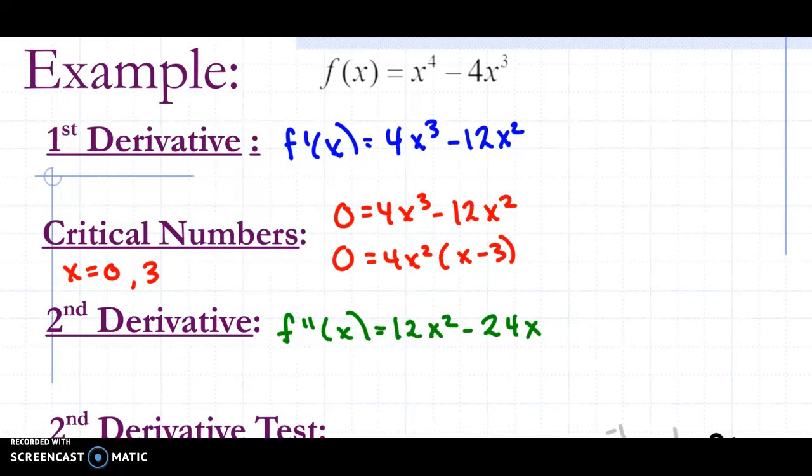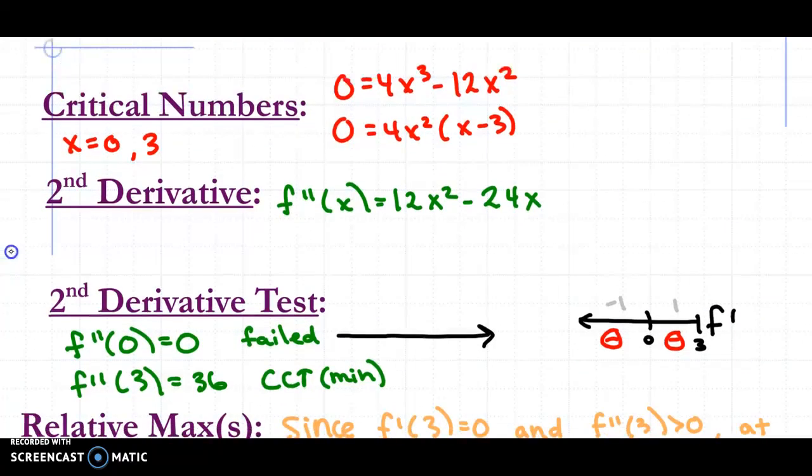This example was the real deal. Literally put everything we've been working on together. That was so fun. Okay, so first derivative, 4x cubed minus 12x squared. Critical numbers, set it equal to 0. We get 0 and 3. Second derivative, we get 12x squared minus 24x.